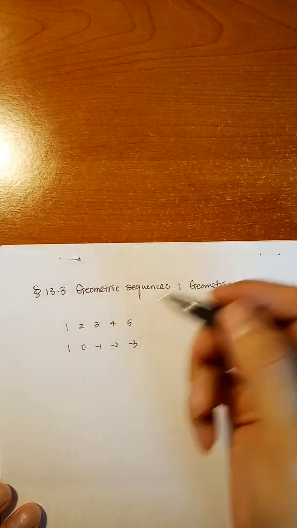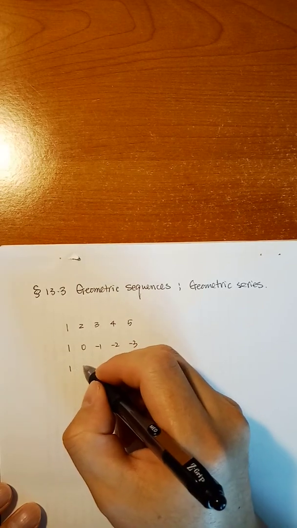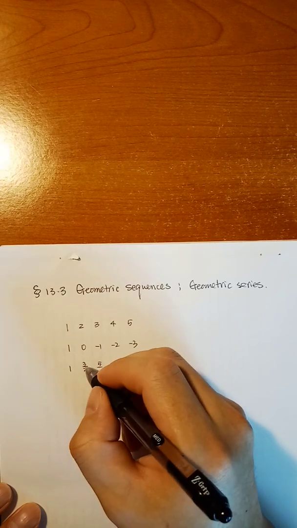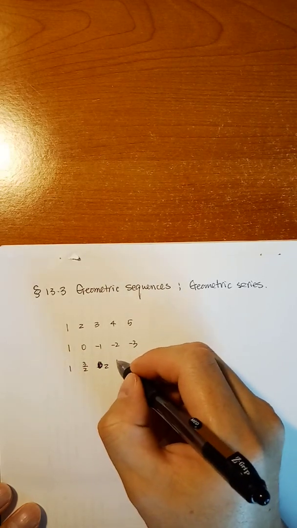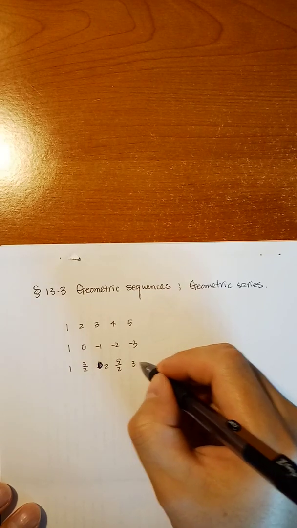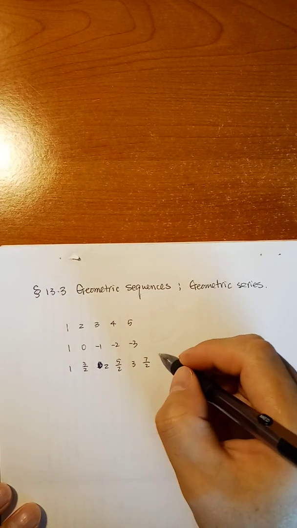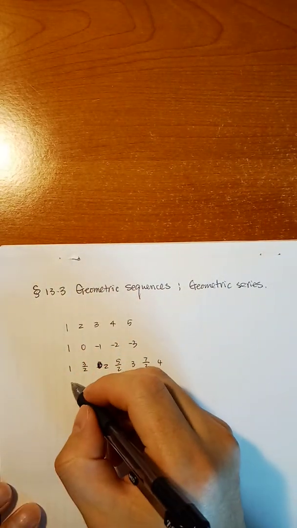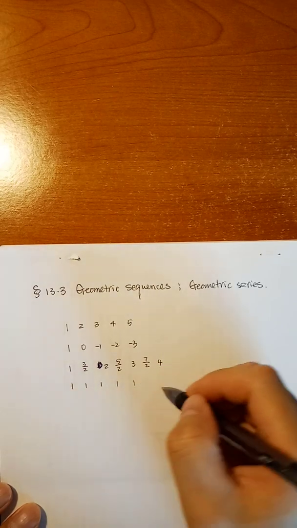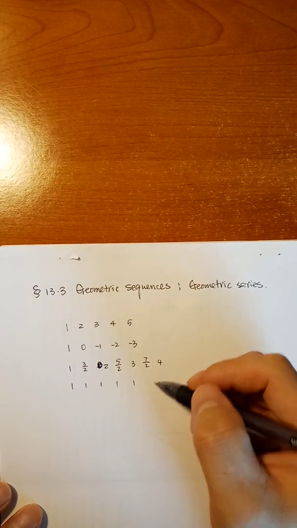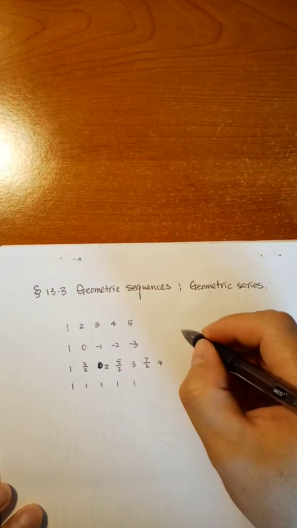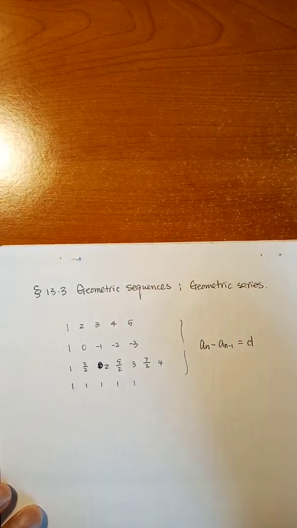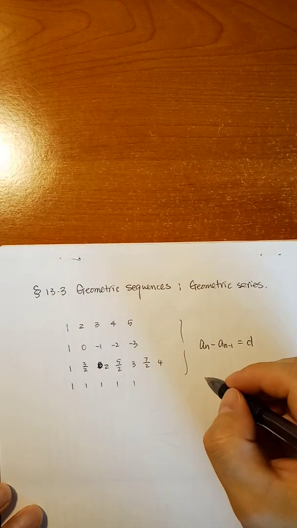This is -1. Or you can have something like 1, 3 halves, 2, 5 halves, 3, 7 halves, 4. Every time, plus 1 half. The difference is 1 half. Or you can have 1, 1, 1, 1, 1, where the difference is 0. You can have positive difference, negative difference, and 0. So the recursive formula is a_n minus a_(n-1) is a constant. So this is arithmetic.